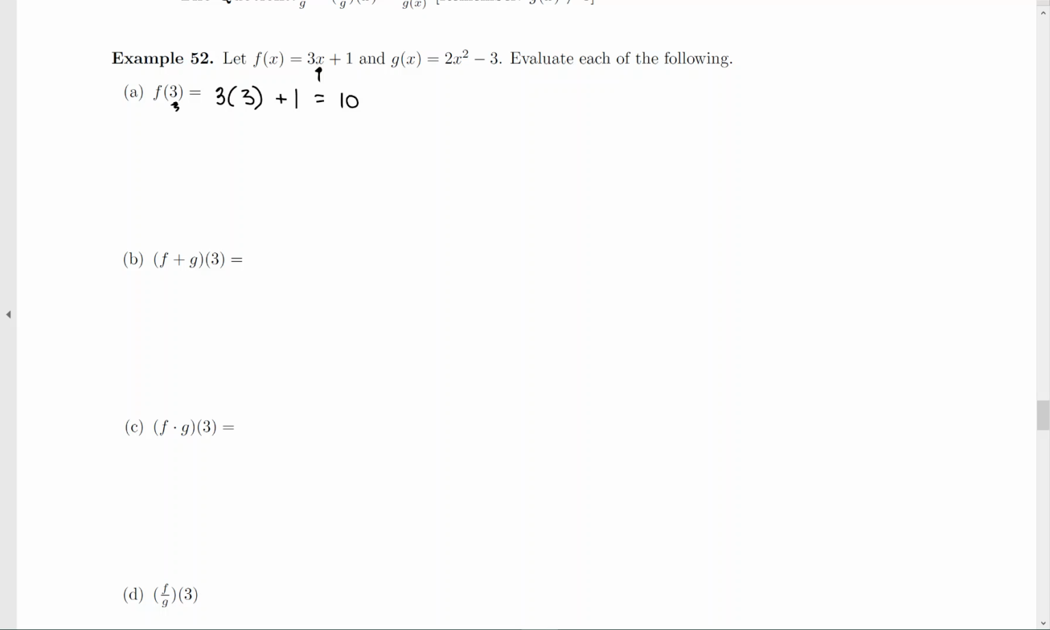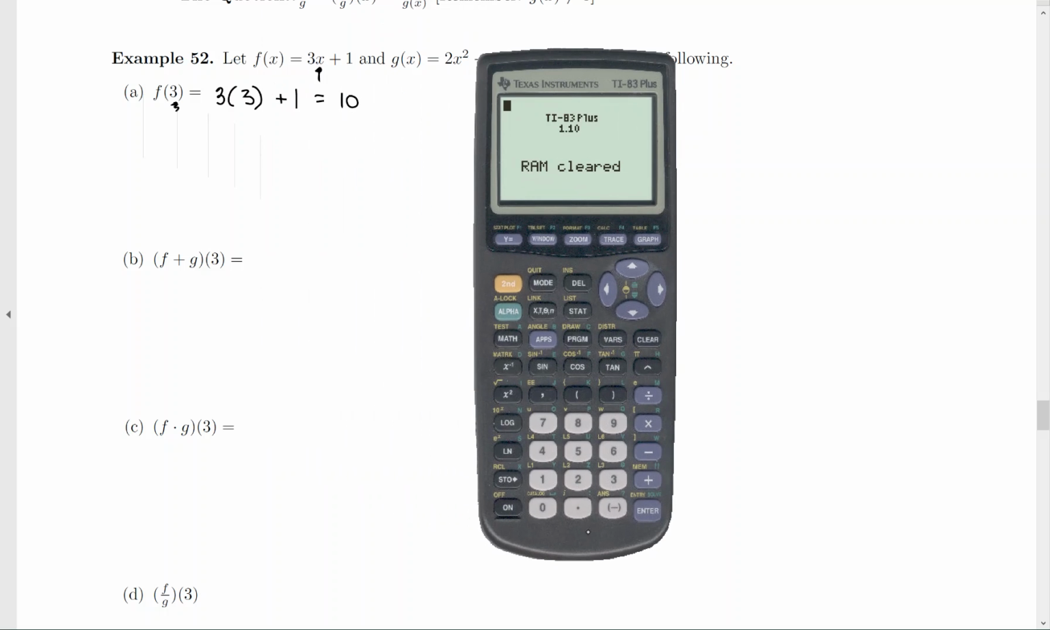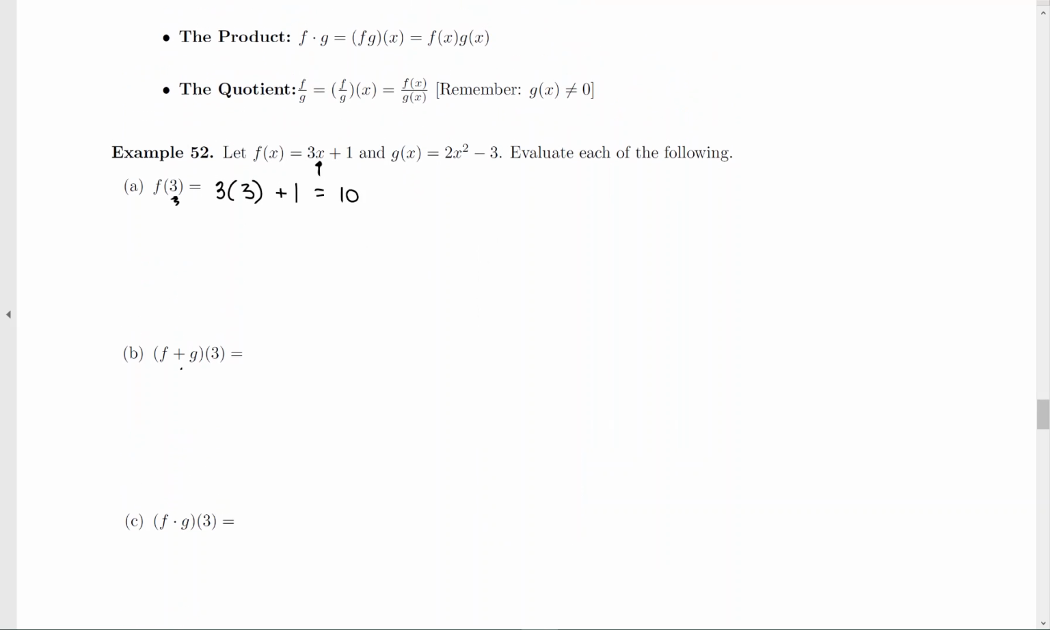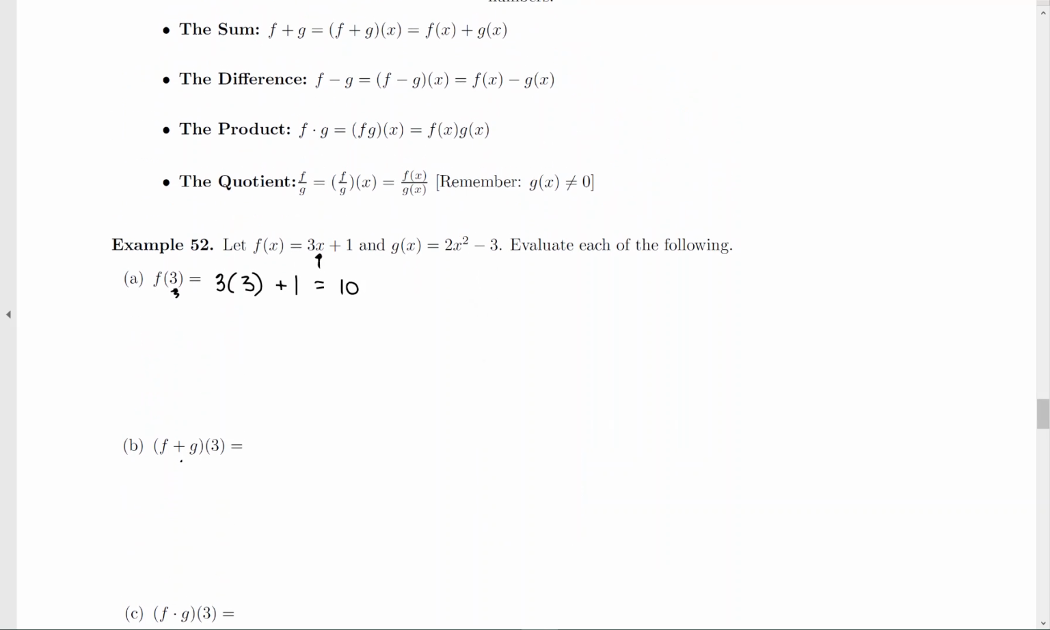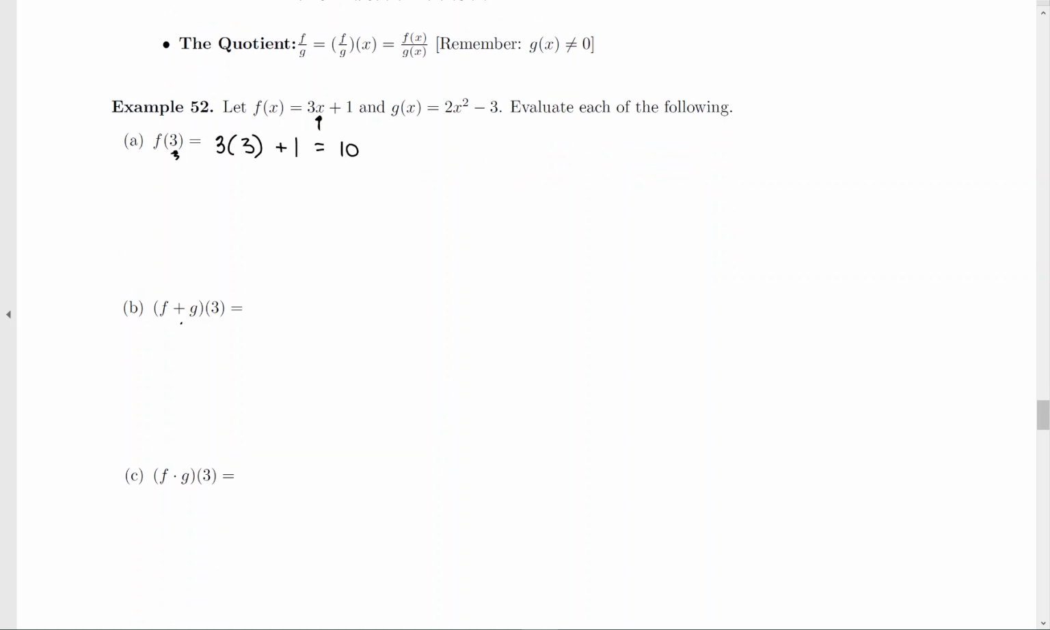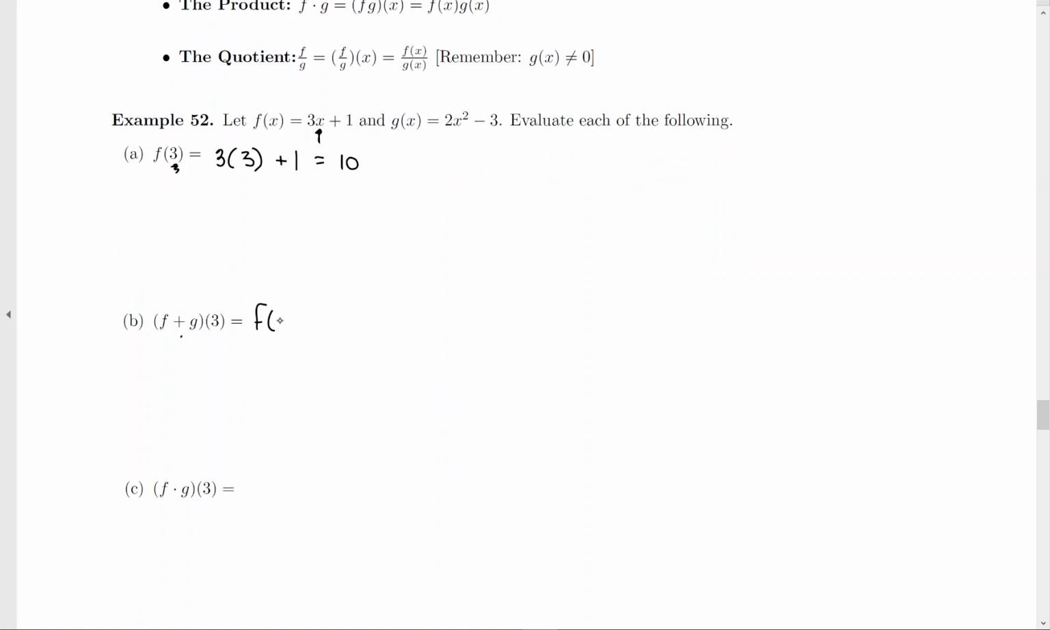If you're not great with arithmetic, please use your calculator and just type it in as you see it. So let me pull this up over here. So 3, parenthesis 3 plus 1. Okay. F plus g of 3. Well, going back to our definition of the sum, f plus g of 3 is the same as writing it as two separate functions, f of 3 plus g of 3. The 3 goes to both functions.